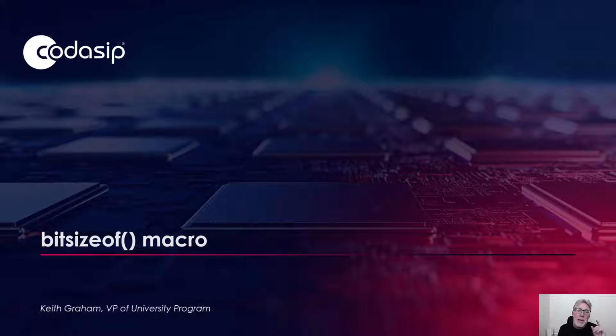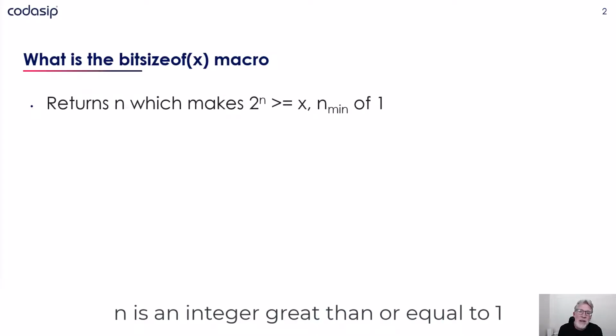I would like to talk to you about the bit size macro. You'll be using that in your cycle accurate processor model for automation. The benefits of automation are that it improves your efficiency, but more importantly, it also reduces errors. So what is the bit size macro?